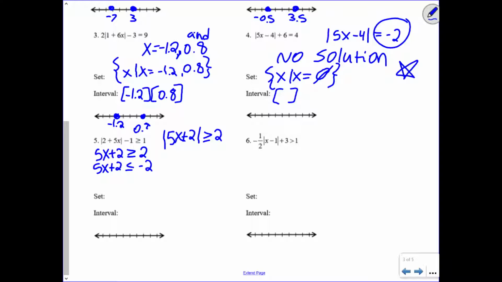And then the rest of it is normal when you are solving. So you subtract the 2 and then divide by 5. If you subtract 2, you get a 0. And then dividing it by 5 is still 0. So that's 0.